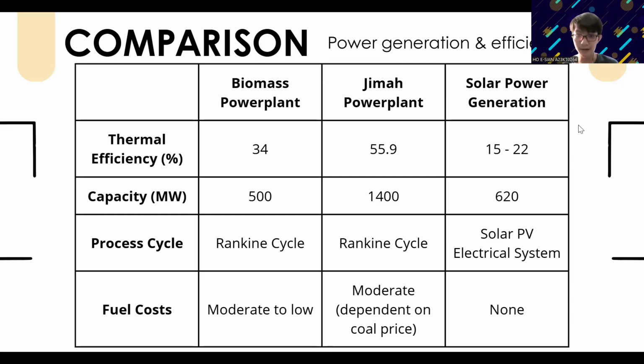The fuel cost for the biomass power plant is moderate to low, as biomass is relatively easy to come by. And for the GMA power plant, the fuel cost is moderate because it is very dependent on coal price, and the coal price fluctuates a little bit. And the fuel cost for solar power generation is none because sunlight is free.